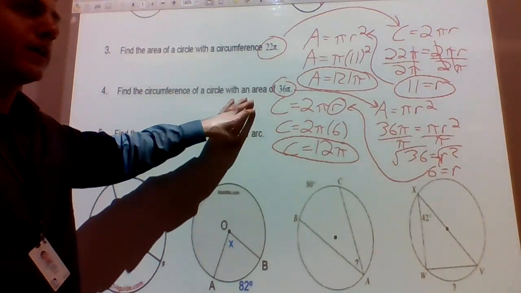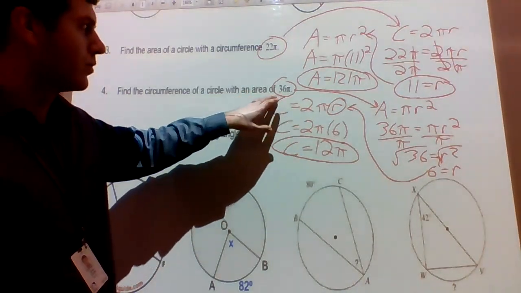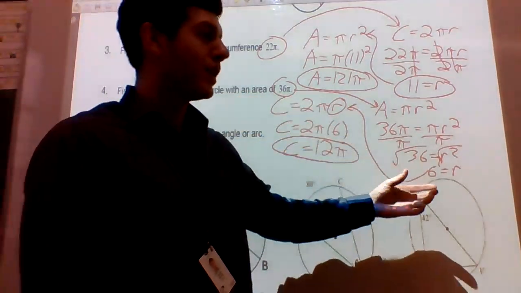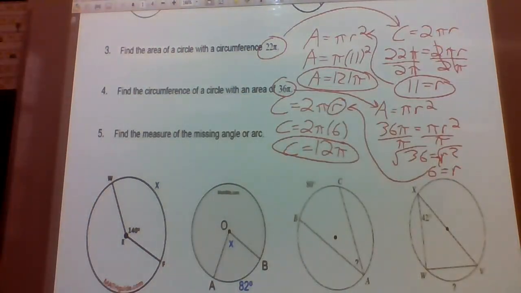So again, we just start with what they have. They're giving us area. We use the area to find the radius. Then we take the radius and substitute in for r to find the circumference.